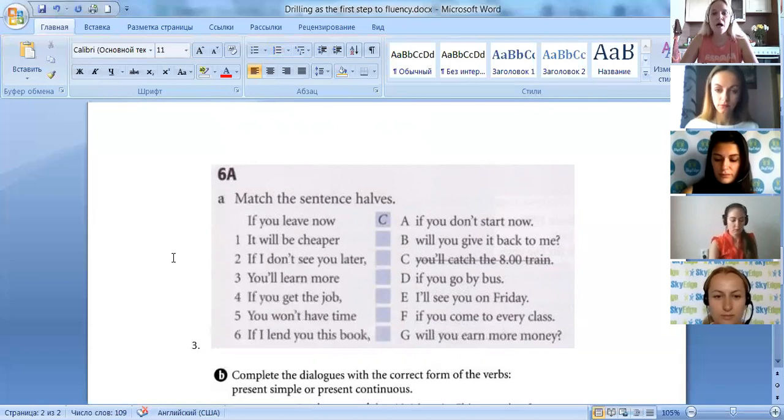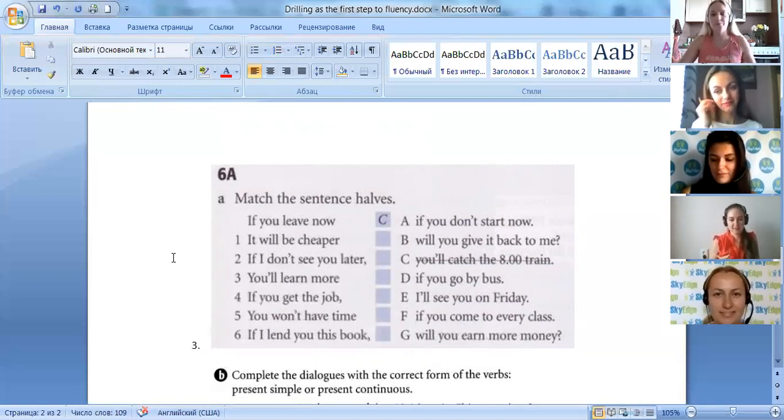Okay. You learn more if you... Wait. You learn more if you come to every class. Okay. If you get the job, will you earn more money? Okay. You won't have time if you don't start now. Right. And if I lend you this book, will you give it back to me? Excellent. Oh, good. Do you have the same answers, right?